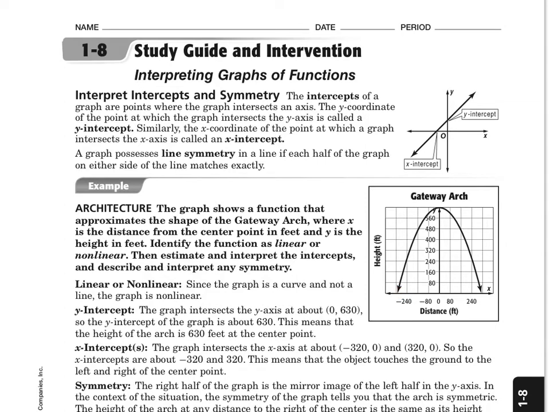And then for the y-intercept, to interpret that part, that's when you're zero distance from the center of the arch, so you're in the center of the arch, standing at the base, in the middle, and the highest point is there in the center, and that's about 630 feet. So make sure we're always interpreting the answers in the context of the problem.